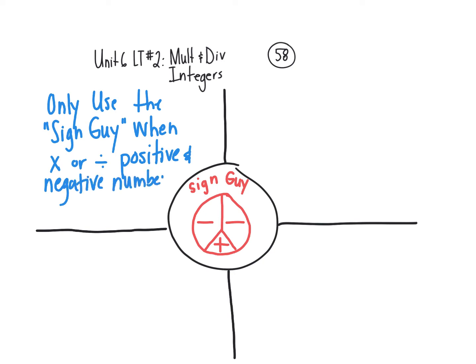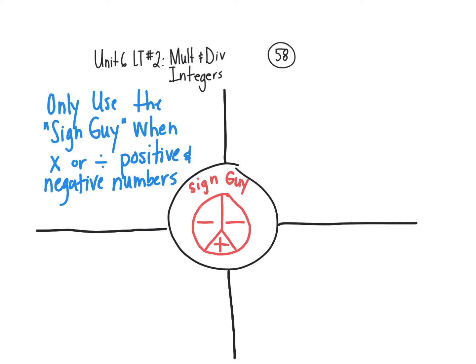So, solamente usar el sign guy cuando tienes multiplicación o división, okay? Cuando con positivo or números son positivos or negativos, okay?